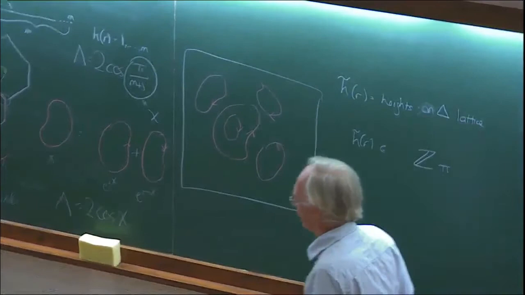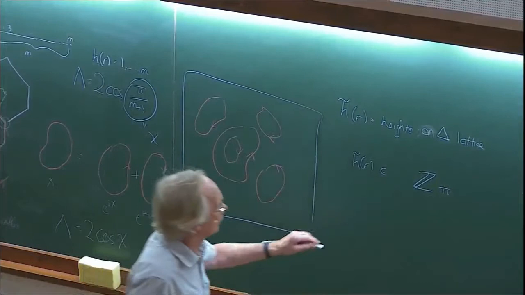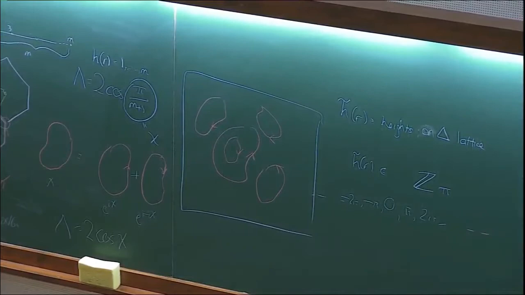It's always useful to be consistent with the literature, so that's what I'm going to do. So these heights can be 0 pi, 2 pi, minus pi, minus 2 pi, dot, dot, dot. Okay. So they're not restricted to having a finite range of values. And I'm going to identify each loop configuration, each oriented loop configuration, with a particular configuration of these heights, H tilde, on the triangular lattice.